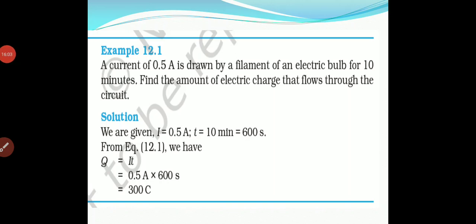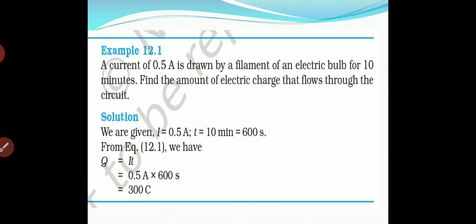The current is drawn by the filament of an electric bulb for 10 minutes. It is placed for 10 minutes. Find the amount of electric charge that flows through the circuit.